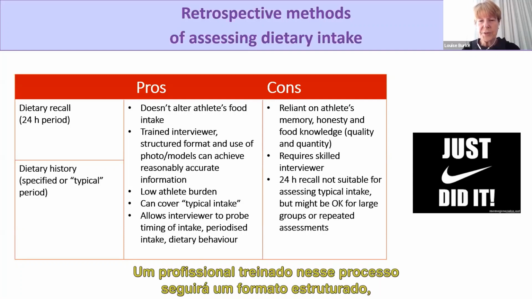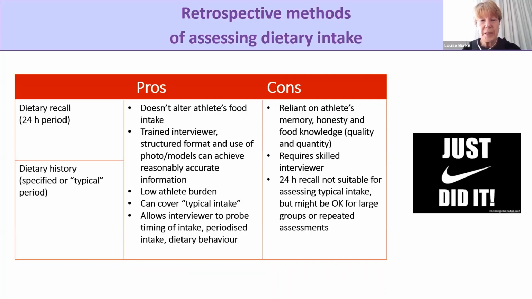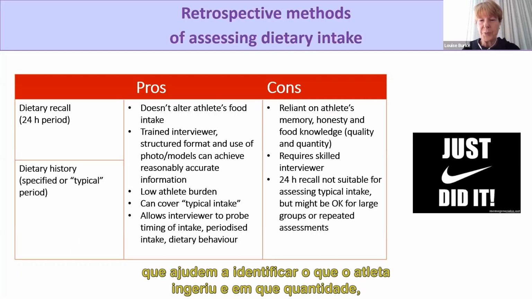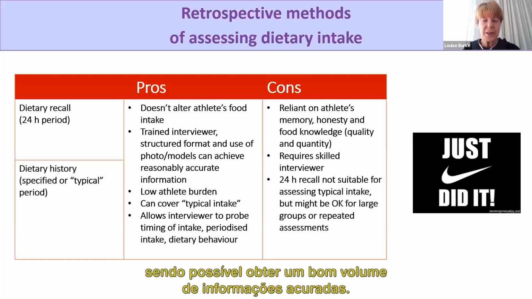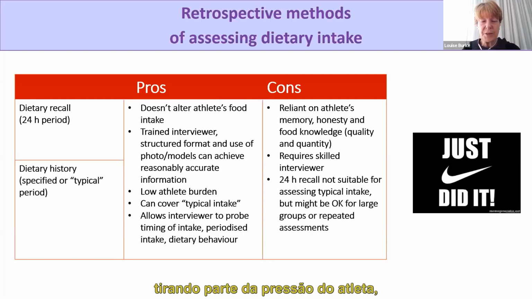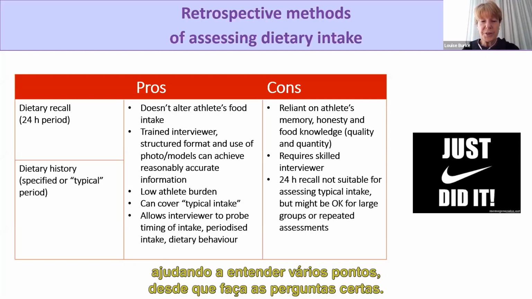And if you've got someone who's trained in this process and they're following a structured format, and they've got tools such as photos or models of food that help people to identify what they eat and the quantities that they're eating it in, you can come up with a reasonably accurate lot of information. The good thing for the athlete is that most of the work is being done by the interviewer, so it takes some of the pressure from the athlete, and it gives you an opportunity to look at why people are doing things if you're asking the right questions.